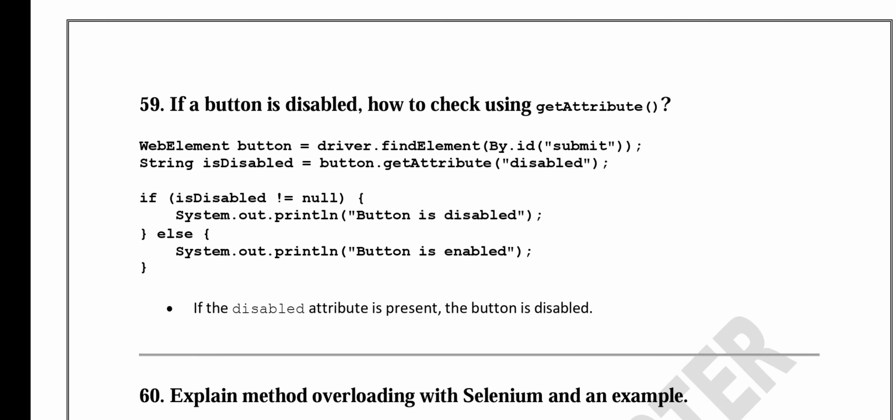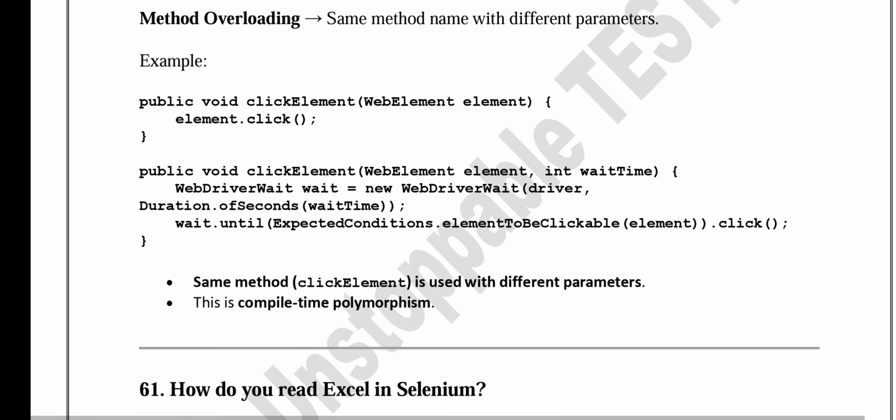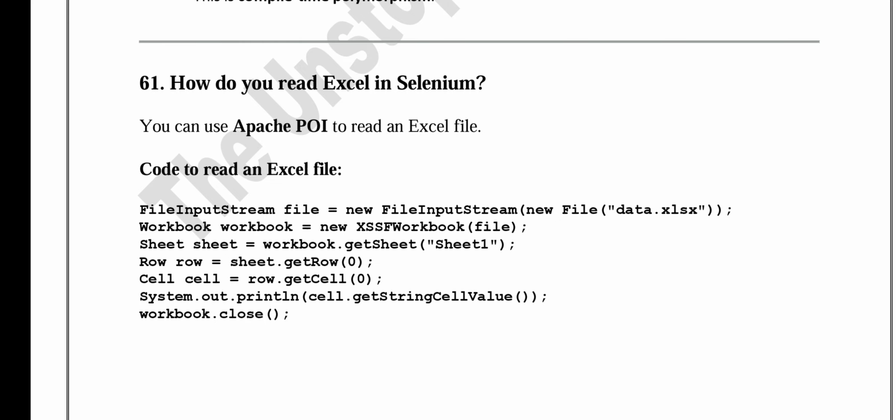If a button is disabled, how to check using getAttribute? Explain method overloading with Selenium and an example. Okay. So how do you read an Excel file in Selenium?